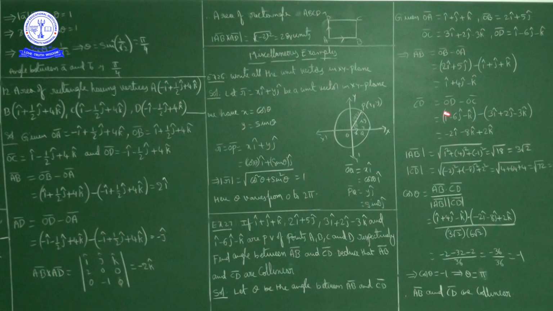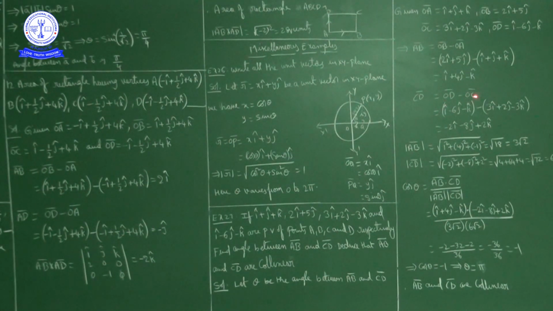Now, î minus 3î minus 2î, minus 6ĵ minus 2ĵ minus 8ĵ. Now what we have, CD bar is OD bar minus OC bar. That is, OD bar is î minus 6ĵ minus k̂, minus OC bar is 3î plus 2ĵ minus 3k̂. So î minus 3î is minus 2î, minus 6ĵ minus 2ĵ is minus 8ĵ, minus k̂ plus 3k̂ is 2k̂.